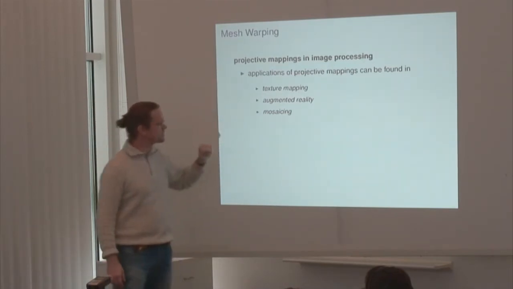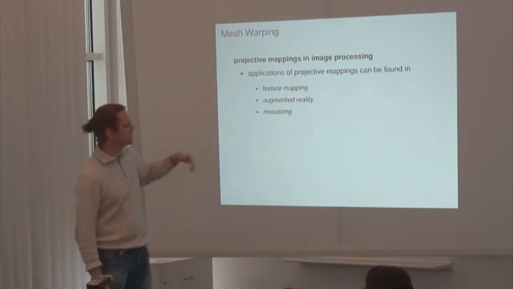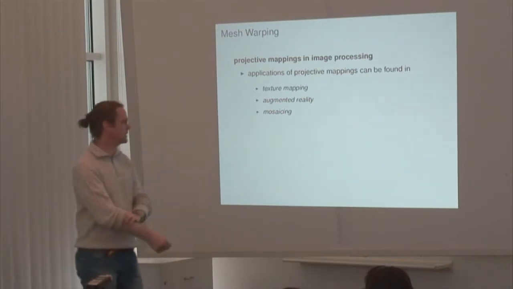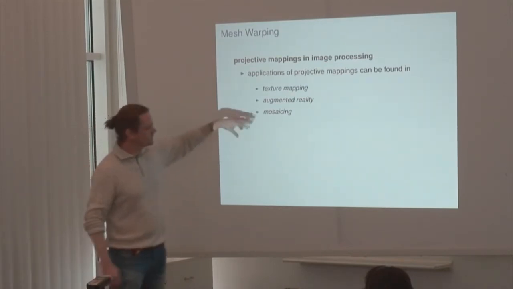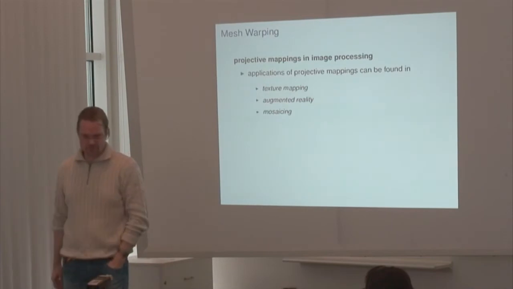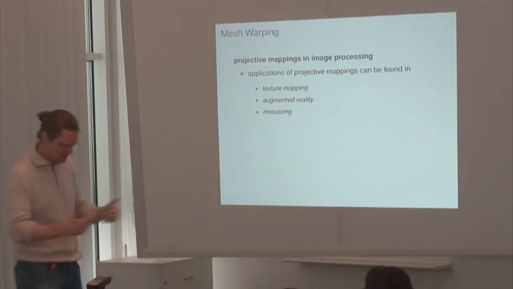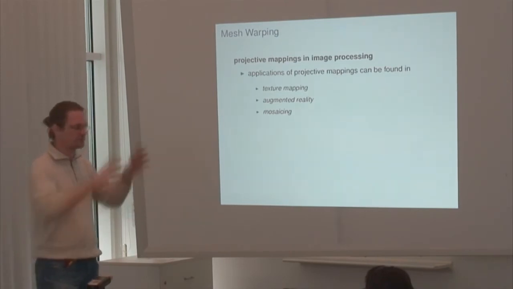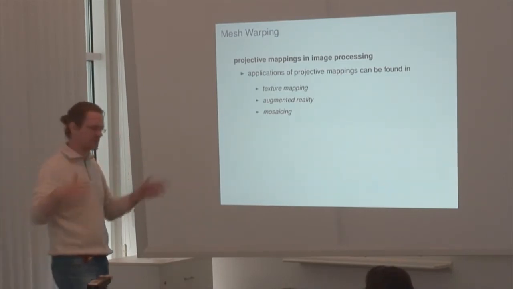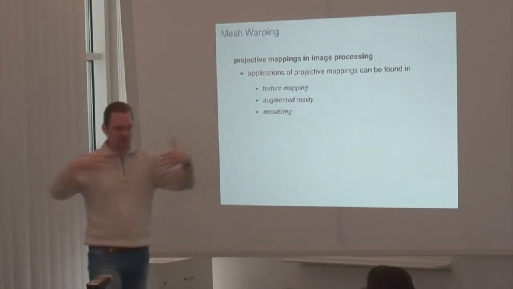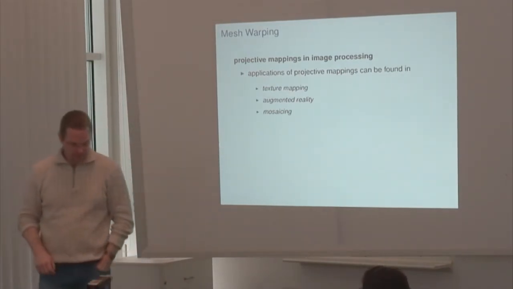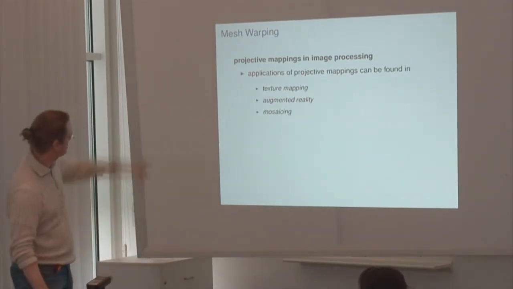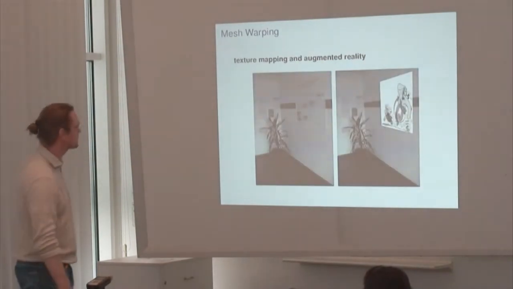You can use that for texture mapping. I'll get back to it once we see an example of augmented reality. And it is also used for mosaicing, that is for stitching images together. We already talked about it, that modern cameras, if you take a couple of images in sequence, magically create a larger image out of that. Let's have a look at the idea of augmented reality.